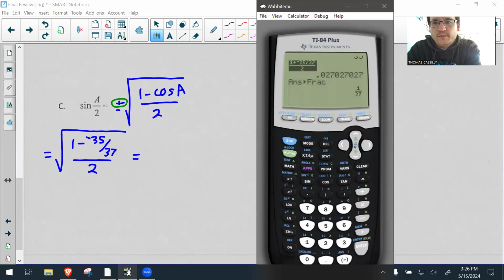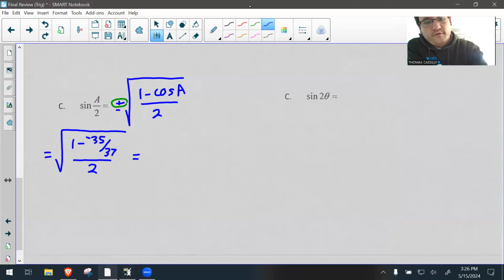I'm going to cheat. I'm going to go up here, copy and paste this down, and then change that plus sign to a minus. Let's save me just a little bit of typing. Again, we do get that decimal. Let's turn it into the fraction. And that gives us 36 over 37.